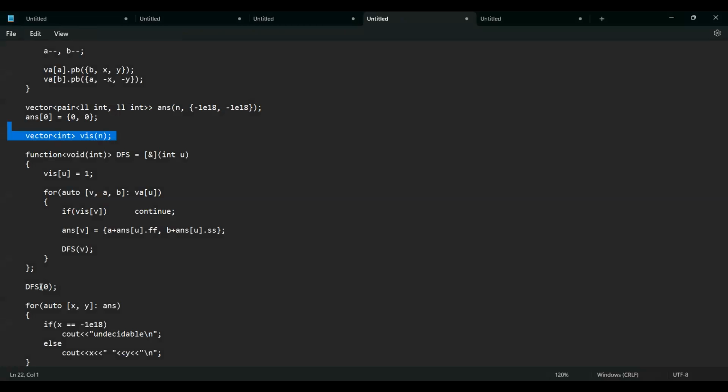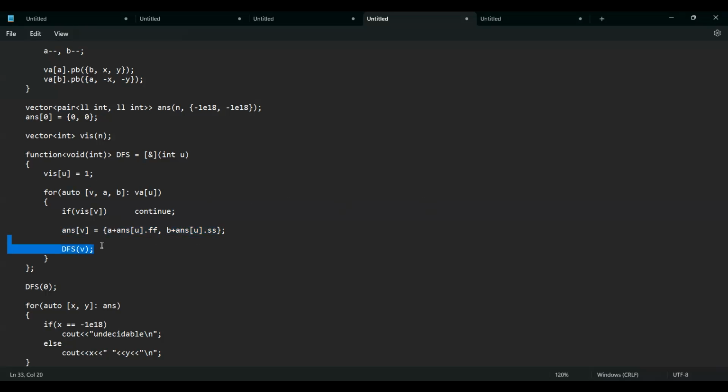Then I'm calling my DFS for the 0th person. I'm marking that person as visited. Then for all the neighboring vertices, or all the persons for whom I have information starting from u, if that person has already been visited, I'll continue. Otherwise, I'll calculate the answer for that person, like the coordinates. So what are the coordinates for that person? This A is the x units distance from this uth person. So it's this A plus the x coordinate of the uth person, and this B plus the y coordinate of the uth person.